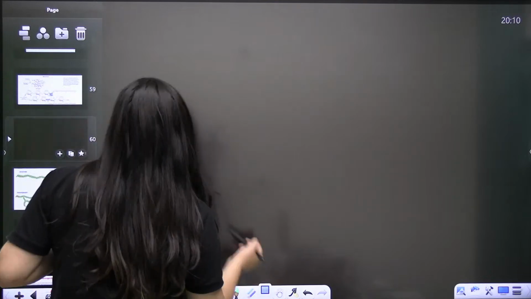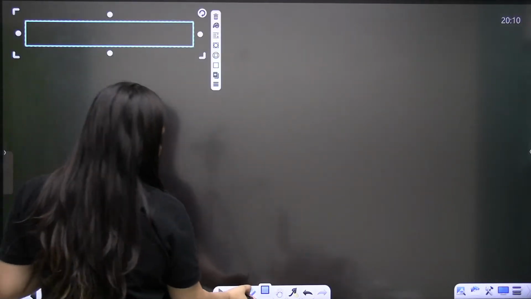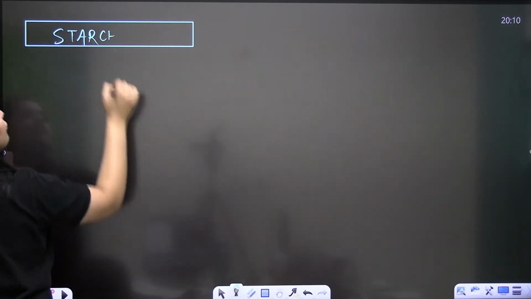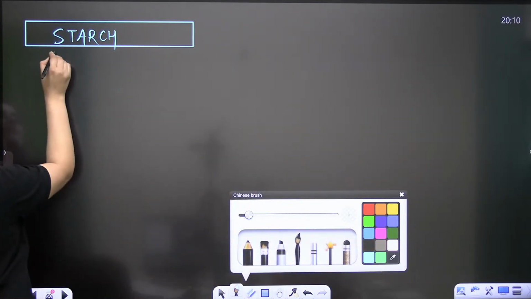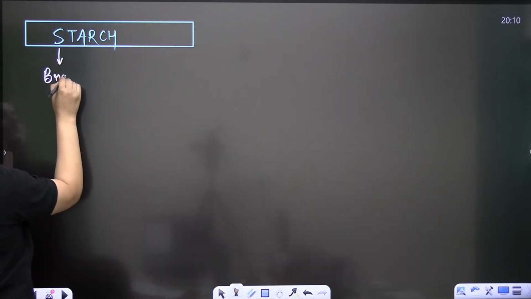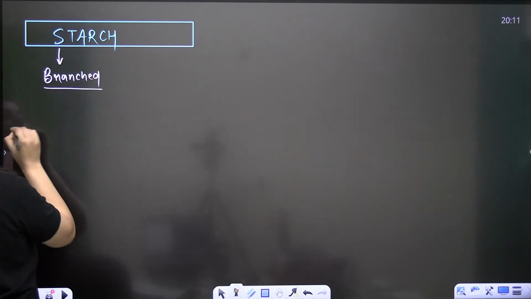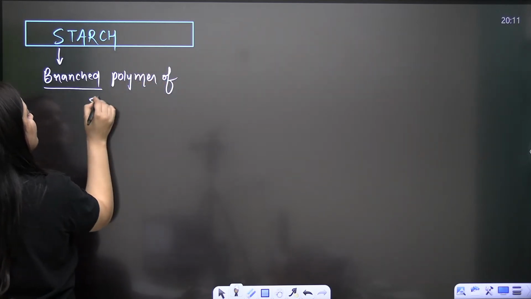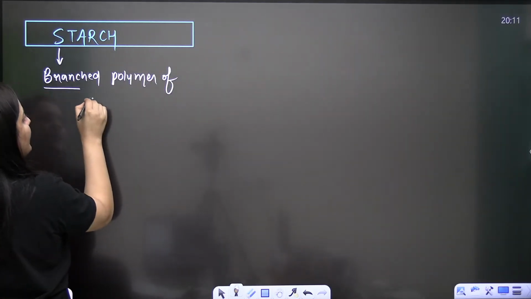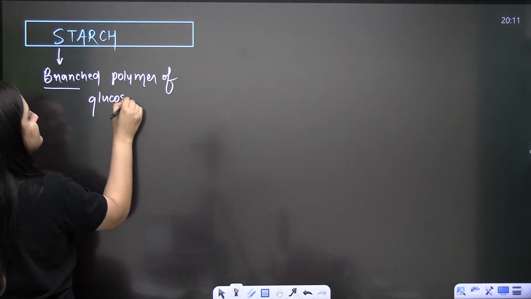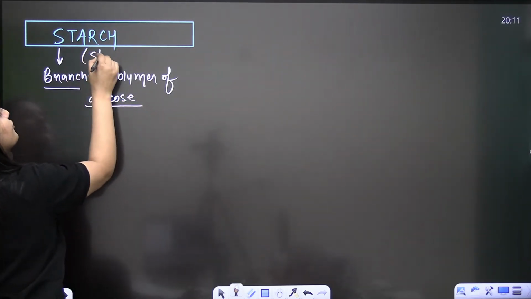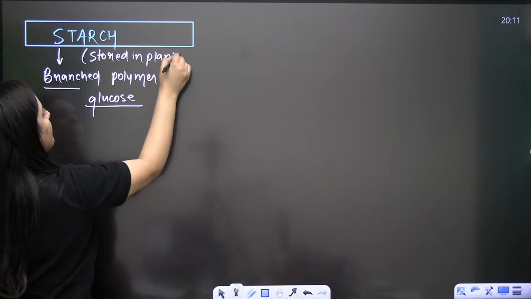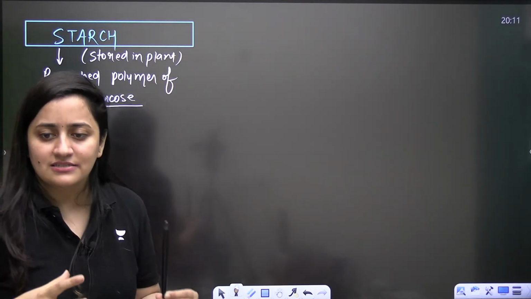So when you talk about the starch, starch is also a polymer of glucose. Now you know that starch is the stored food in the case of plants. So starch is also a branched polymer of glucose. But in the case of starch, you are going to discuss two different things: amylose and amylopectin. It is the product of photosynthesis. It is the stored food here.